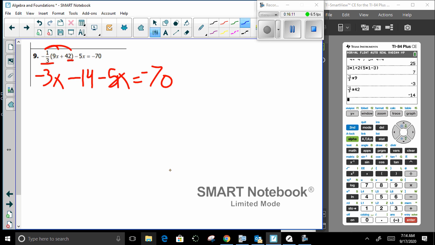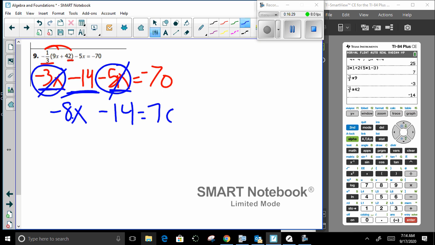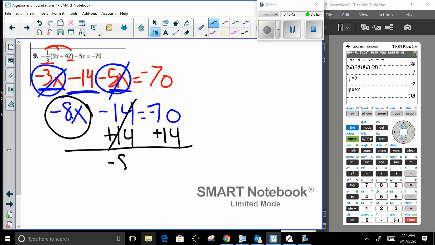So we did step 1. Step 2 is to combine like terms. I have a -3x, and that would go with the -5x. -3 minus 5 is -8x. I don't have anything to go with this -14, so just leave it. So now I just have a basic 2-step equation. I can't touch my -8x till I get rid of -14. The inverse is +14. So -8x equals what? -56.